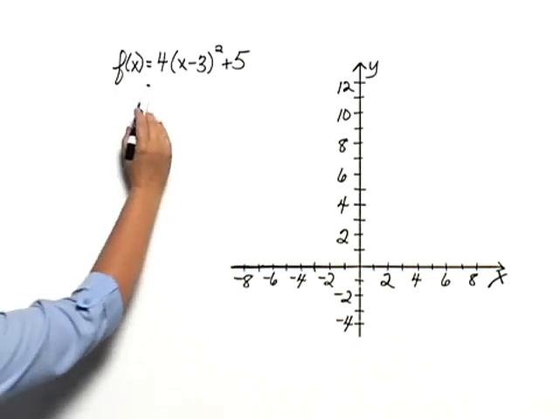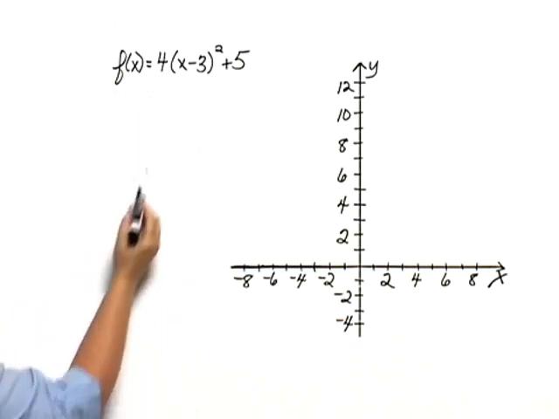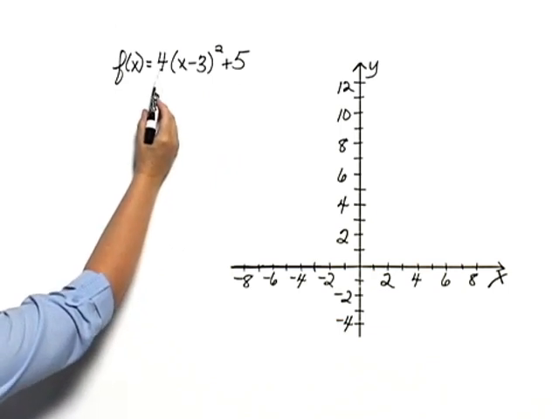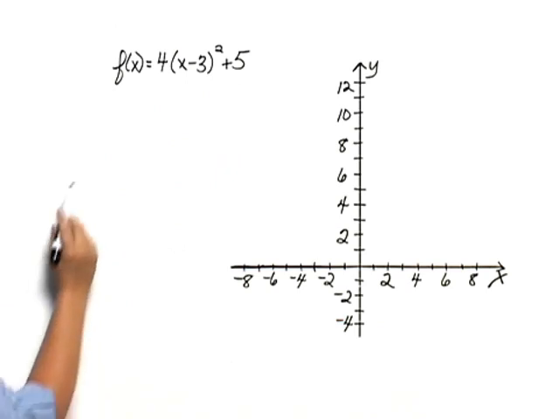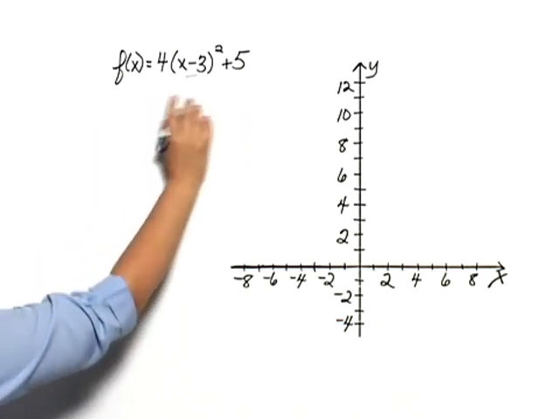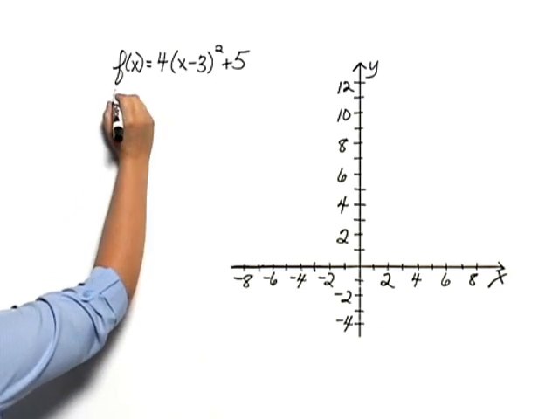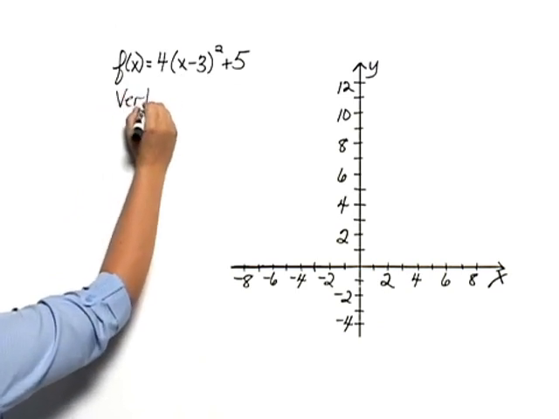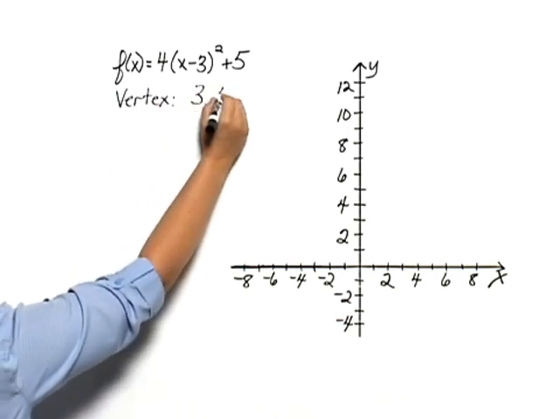We have a quadratic function, so the graph is going to be a parabola. We can tell by looking at the 4, since it's positive, that it will open up. And we can tell by the way that it's written, since it's written in the form where the square has already been completed, that the vertex will be 3, 5.